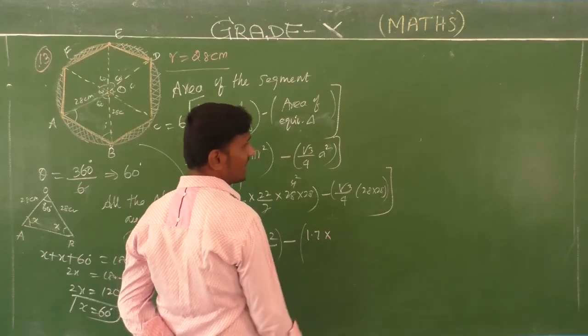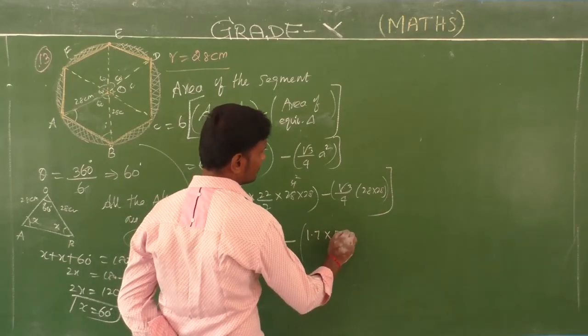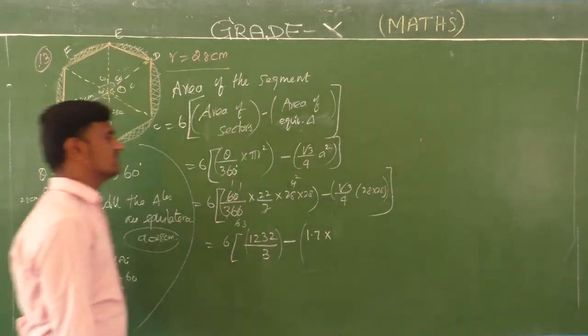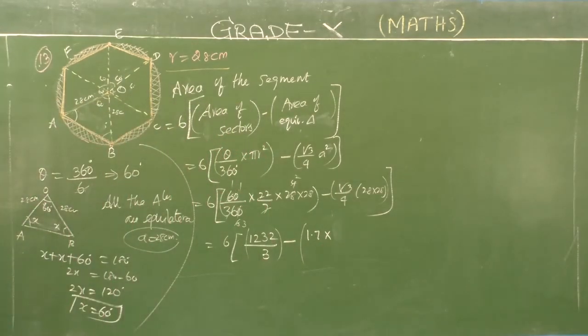Now 1.7 into 28 square. Wait, check. 28 into 28. 8 into 8 is 64, remainder 6. 8 twos are 16, 16 plus 6, 22. 8 twos are 16, remainder 1. 2 twos are 4 plus 1, 5. So 784.